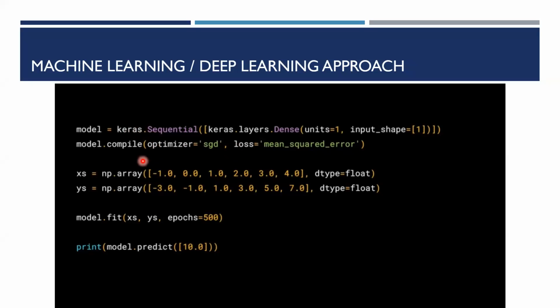There are only very few keywords which you should know before going for the hands-on. First we need to model the neural network. For modeling the neural network, we say model is equal to keras.Sequential, keras.layers.Dense, units equal to 1, input_shape equal to 1. I know that you have not understood many of these things.